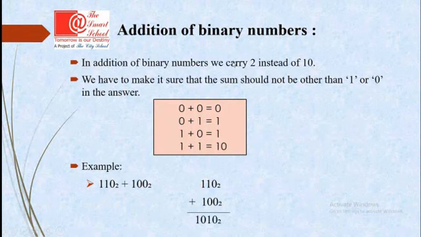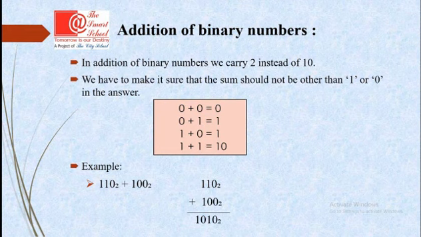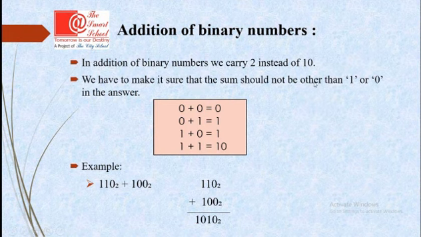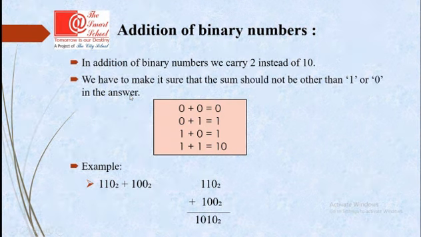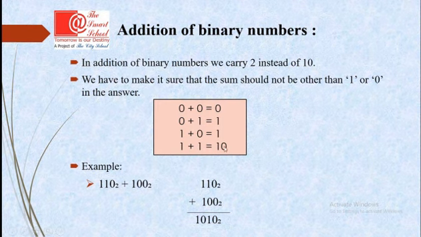In addition of binary numbers, we carry 2 instead of 10. Like in normal addition of decimal numbers, we carry 10. But here in binary numbers, we have to carry 2. We have to make sure that the sum is not other than 1 or 0 in the answer, because in binary numbers we just use 2 digits, which are 1 and 0. The basic rules of addition are: 0 plus 0 is 0, 0 plus 1 is 1, 1 plus 0 is 1, and 1 plus 1 is 10.